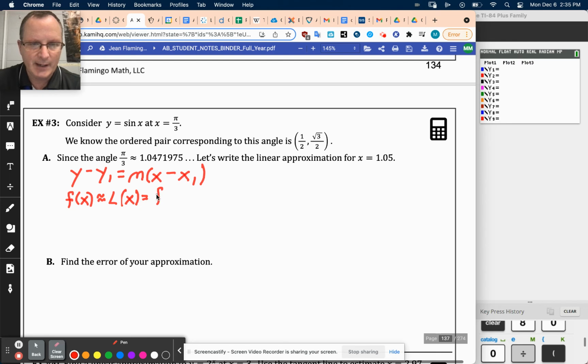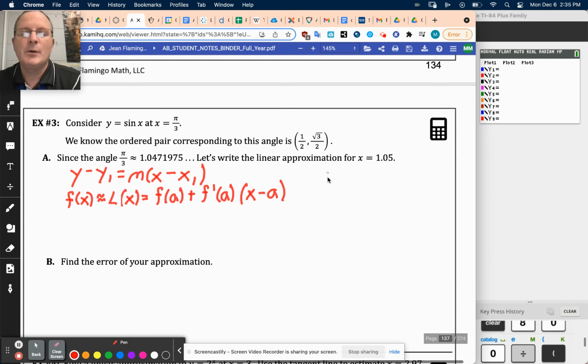L of x equals f of a, plus the slope, which is f prime of a, times x minus that particular a value. It's all the same stuff. In this case, we're trying to approximate at 1.05, so the 1.05 will be the x, and then the pi over 3 will be the a that we're talking about.